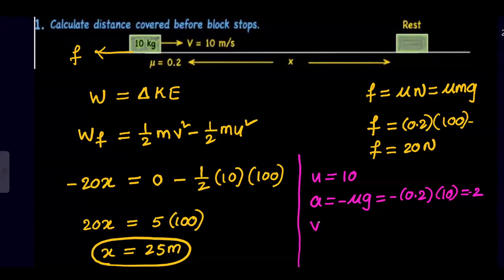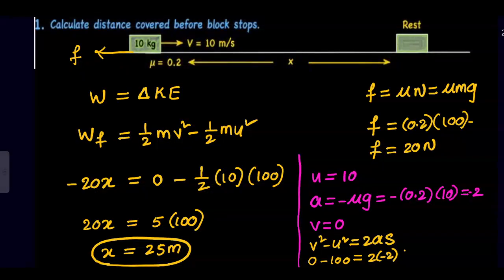Then final velocity is 0, and we need to get the displacement. We can use v square minus u square equals 2as. Final velocity 0, so minus 100 equals 2 into minus 2 into s. So how much will this s value be? This is 100 by 4, that is 25. Exactly, we got the same answer.